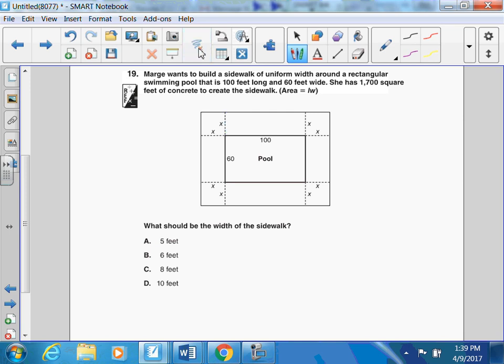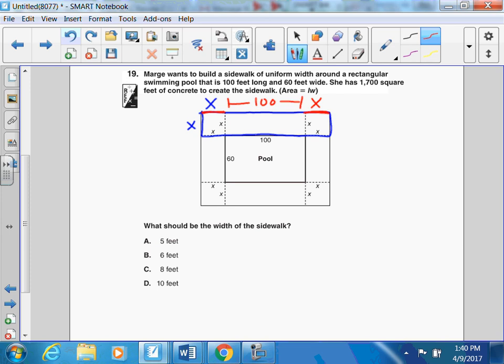Okay, we want to figure out the area of the sidewalk. So what would this area right here be? What could we use to represent that area? We know the height would be x, but what would be the length going across right here? Well, this right here is x from here to here. This is also x from here to here. And then this distance here is 100.